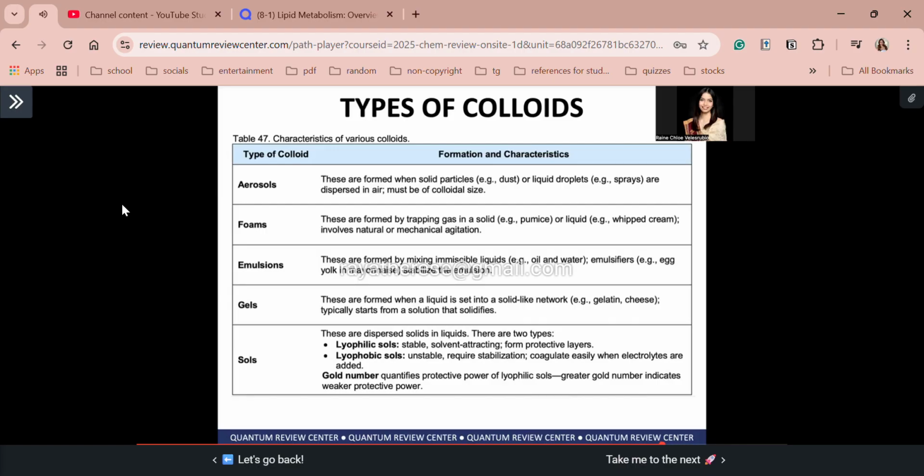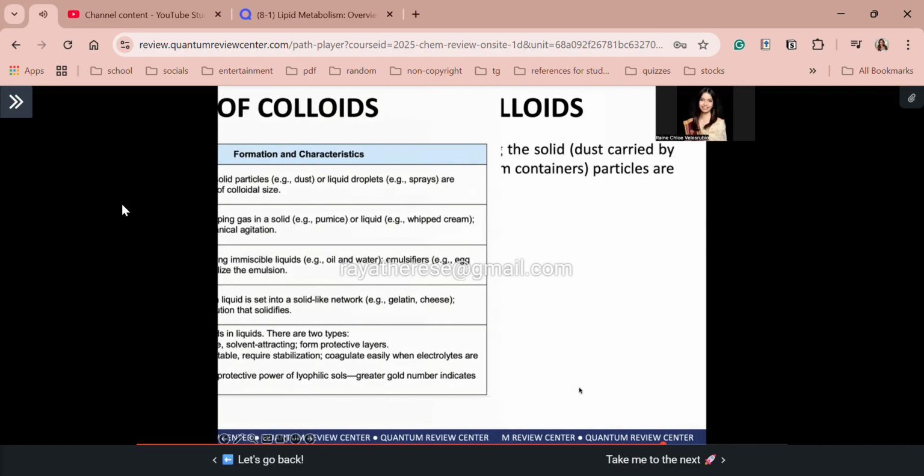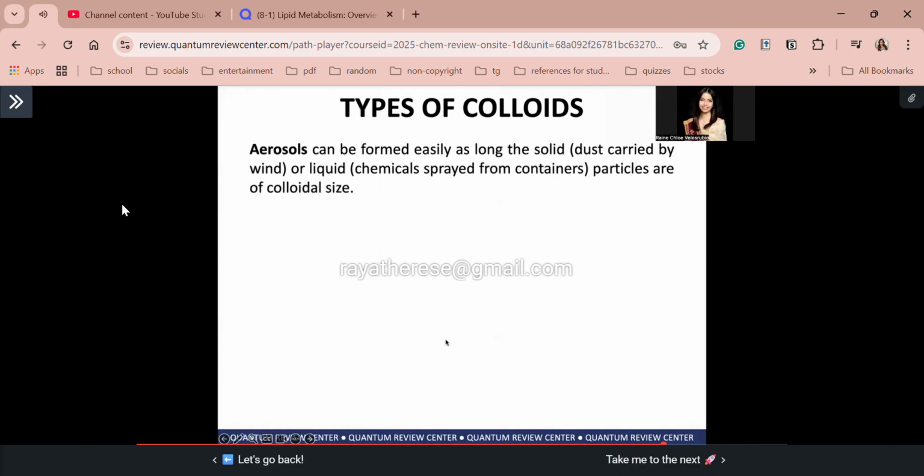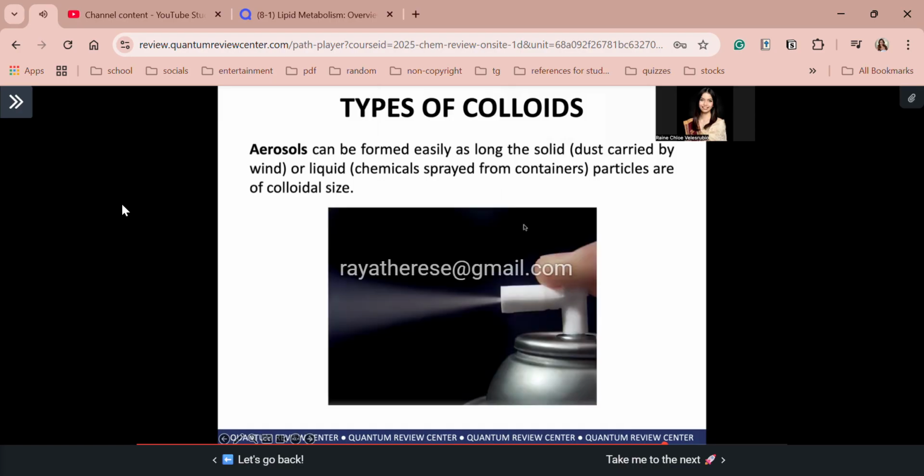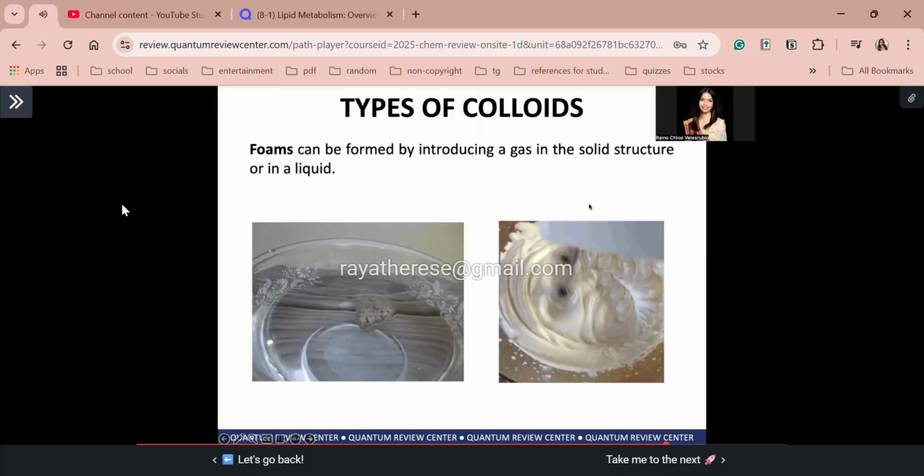So meron tayong two types. First is the lyophilic sols and the second type is the lyophobic sols. Okay? Again, aerosols, they are easily formed as long as the solid or liquid particles are of colloidal size. Okay? For example, ito, dust carried by the wind and chemicals sprayed from containers. And then foams, again, they can be formed by introducing a gas in the solid structure or in liquid.